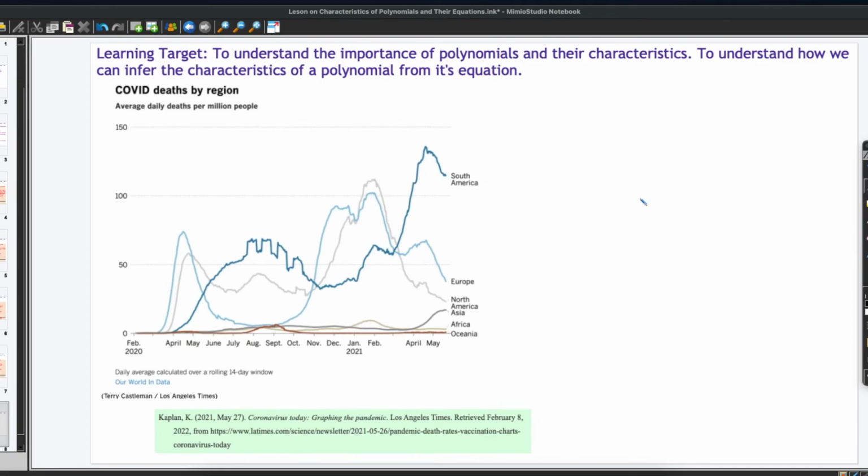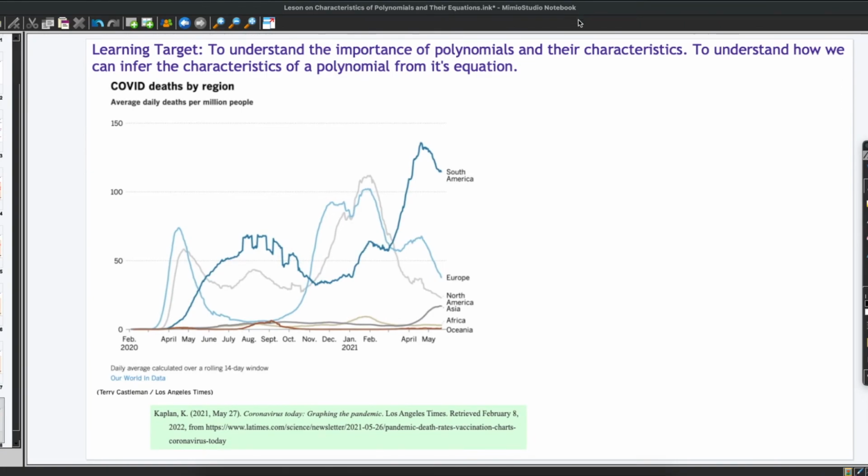So I want to try and leave you with one more contextual reason as to why we might care about recognizing functions' behaviors. And I wanted you to look at this set of data. What we have here are the COVID deaths by region, and these are average daily deaths per million people, right? Again, here's the citation for this. It was called Coronavirus Today, Graphing the Pandemic, is the article that I found.